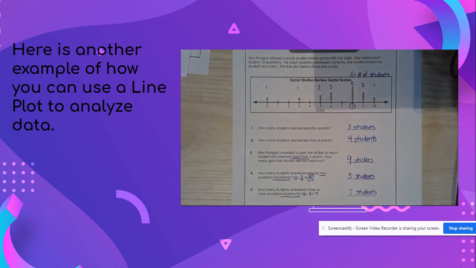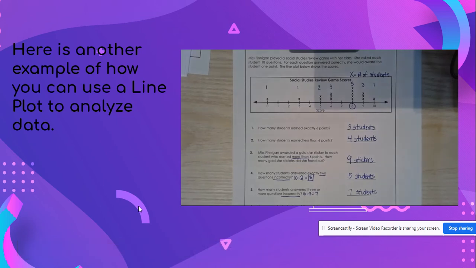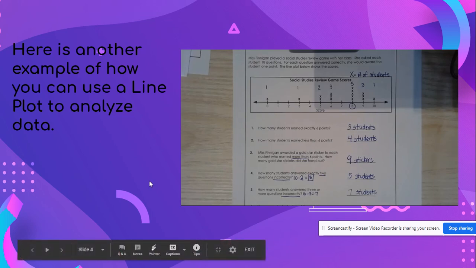In those 2 questions, you actually had to think about what the question was asking you and use the data in a different way. As you can see in this line plot, it works the same way, but thinking about the questions, it can be answered a little bit differently, allowing you to analyze the data in a different way. Great job, everyone.